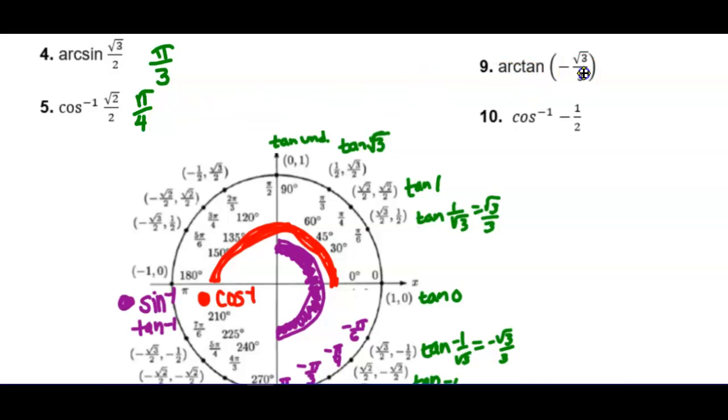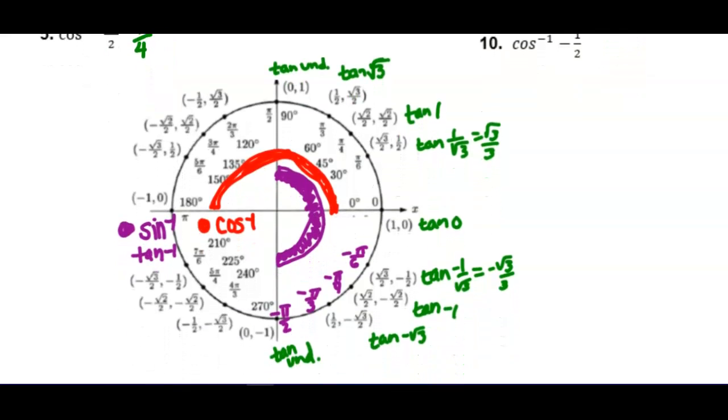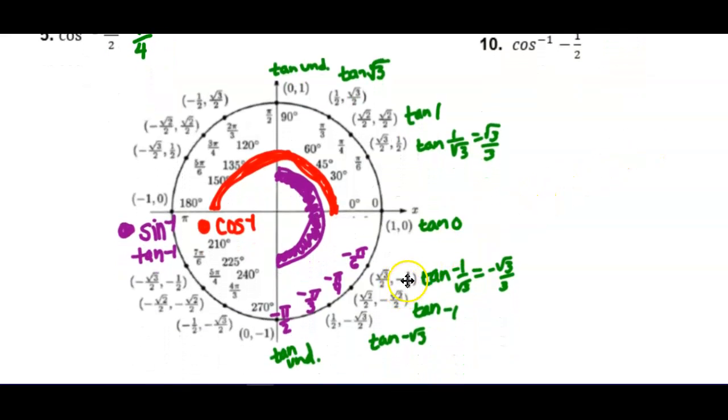Where is the tangent negative square root of 3 over 3? Well, before it was rationalized, it was this. So we need a y value of 1 and an x value of square root of 3, and it needs to be negative. So negative 1 over square root of 3 right here at negative pi over 6.